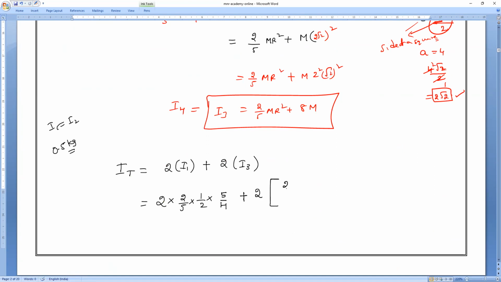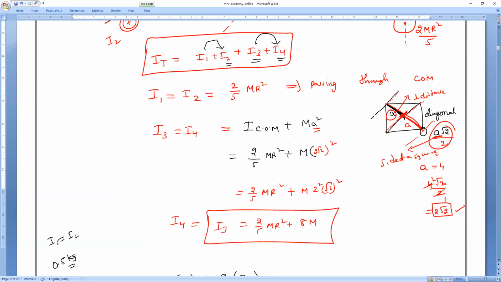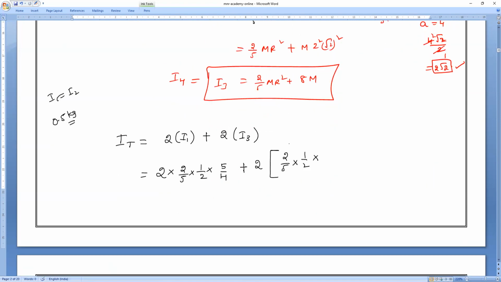What is the I3 value? Here only it is there. 2 by 5 into the m value, 1 by 2, into r square. What is the r square value? 5 by 4. Yes. Here also I forgot to square it, so we have to do that. So now tell me, everybody, what is the r square value? Again 5 by 4, whole square. Next plus 1 by 2, the mass is 1 by 2, into 8. That is what it is. If you have any doubt, you can ask me. Are you understanding?